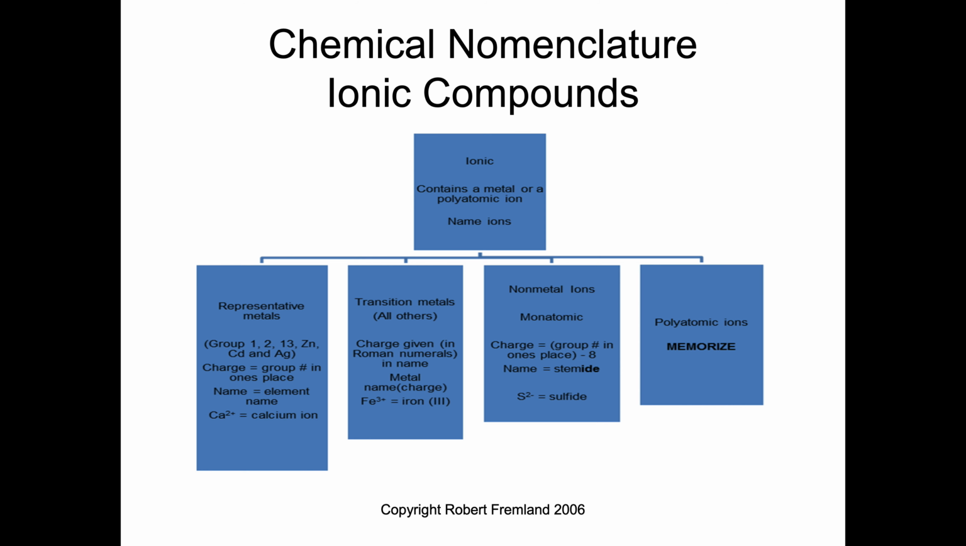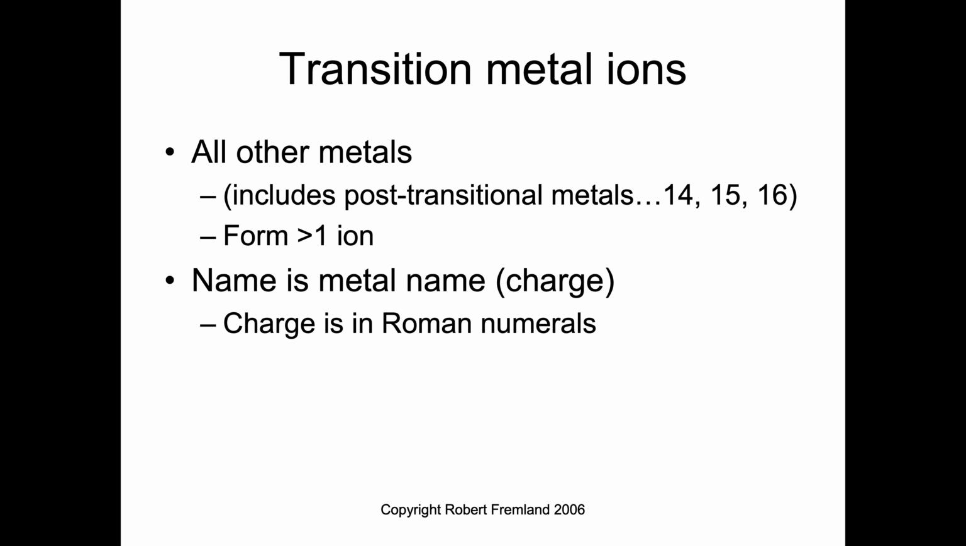The rest of the metals, the transition metal ions and the post-transitional metals, are characterized by forming more than one ion. So this is a little complicated. You can't just say, oh, it's iron, this will be its charge. You basically have to be told. So that makes it easy, and the nomenclature is that the charge will be in Roman numerals.